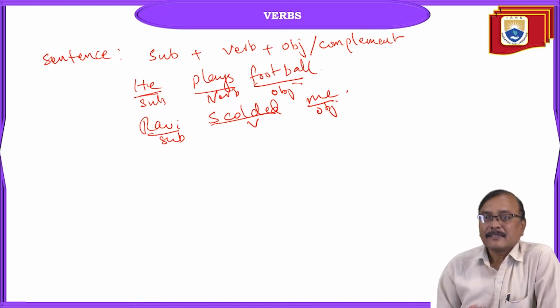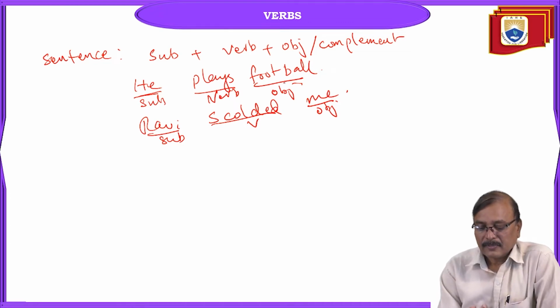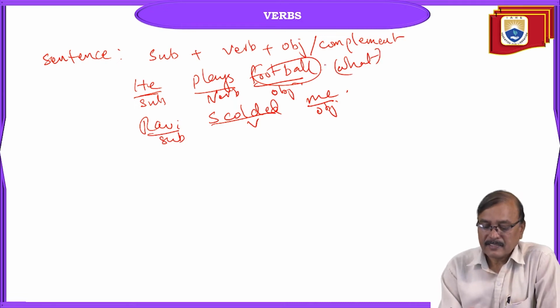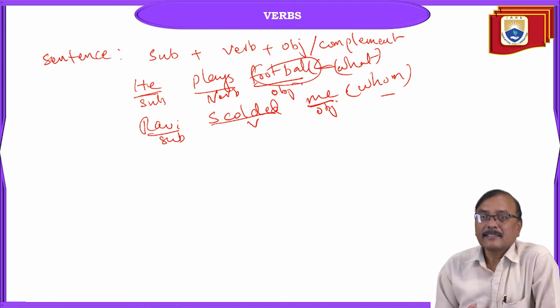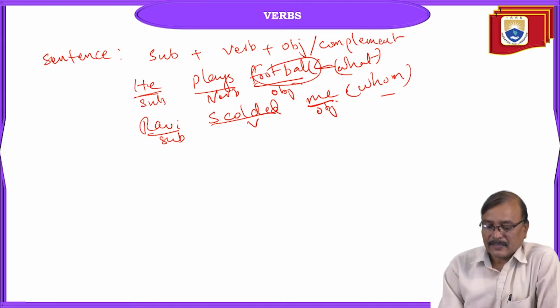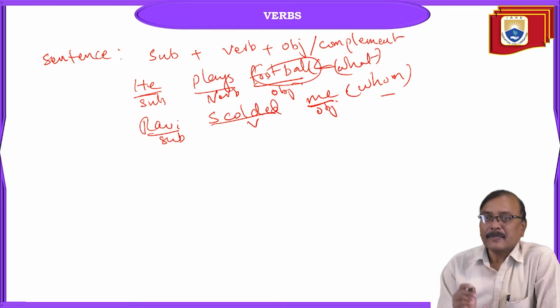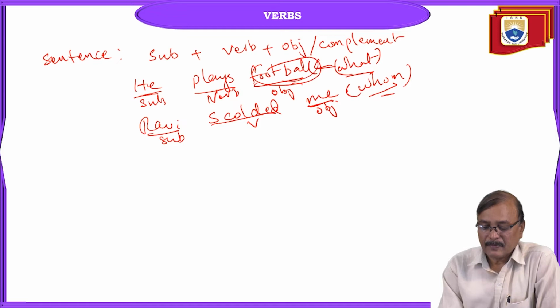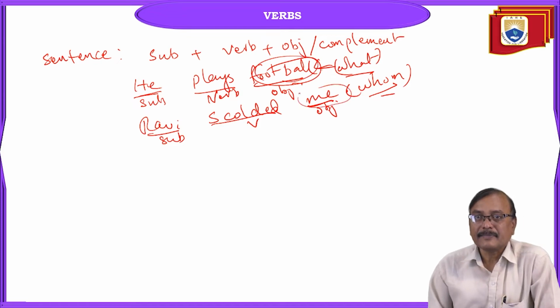Now see, this is the answer for the question what: he plays what? That is football. Ravi scolded whom? This is the answer for whom. Is it clear? Generally, after the verb, if the question comes what or whom, the answers will be objects only.